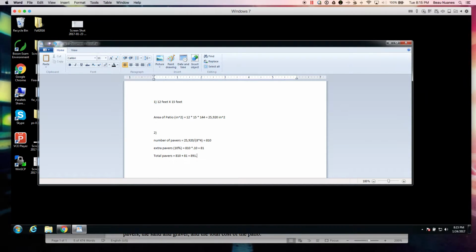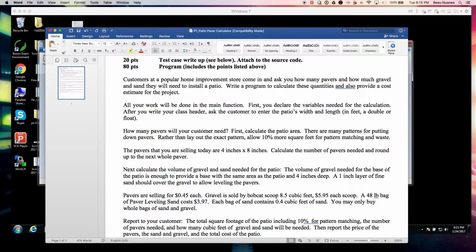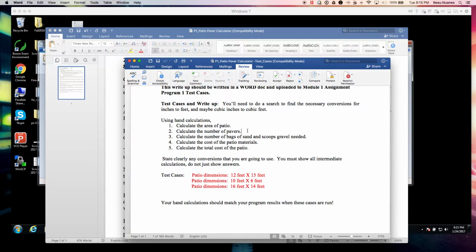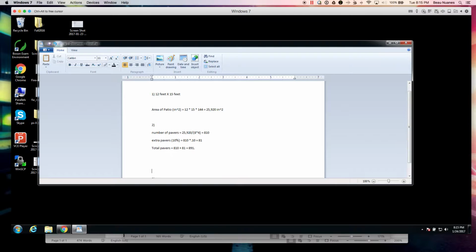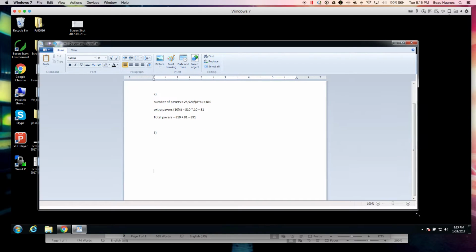Looking back at our test cases, calculate number of pavers, that's number 2. So far, so good. Now we're going to calculate the number of bags of sand and scoops of gravel needed. So a little bit more calculation intensive. Let me make this bigger. There.